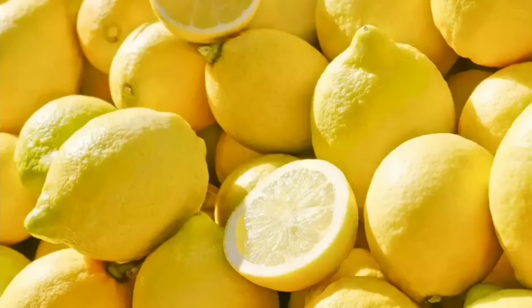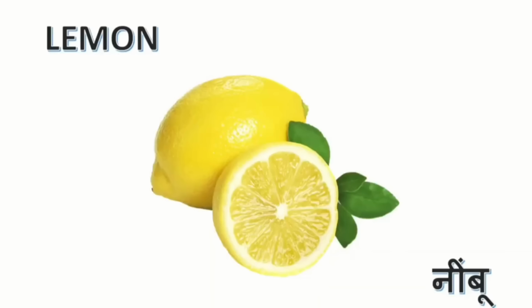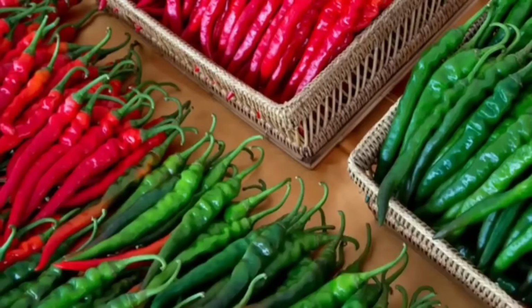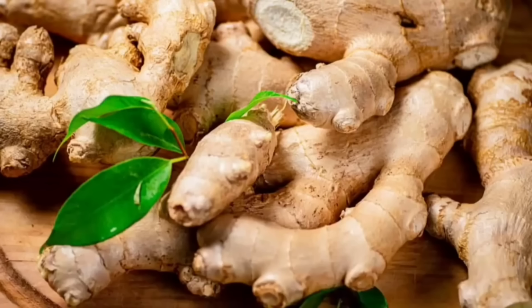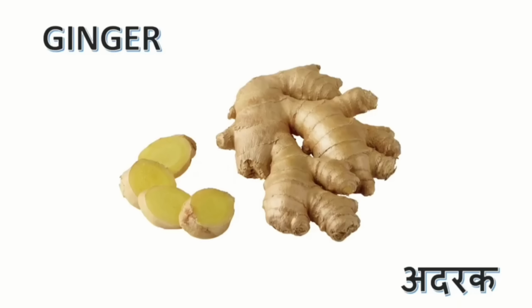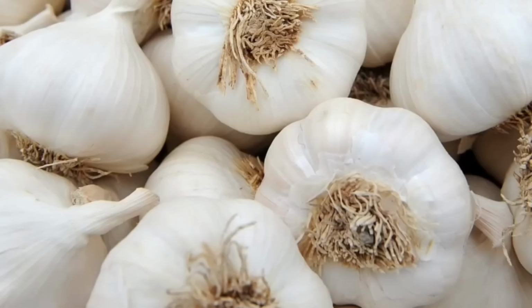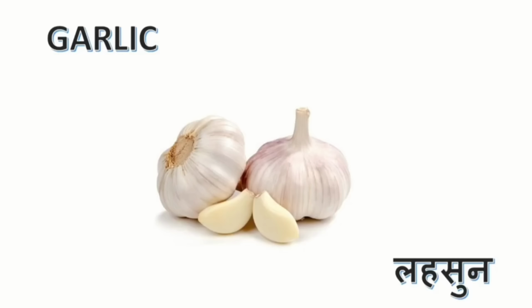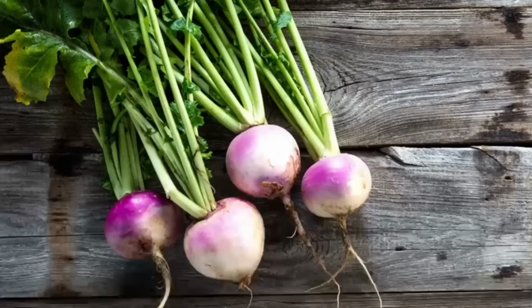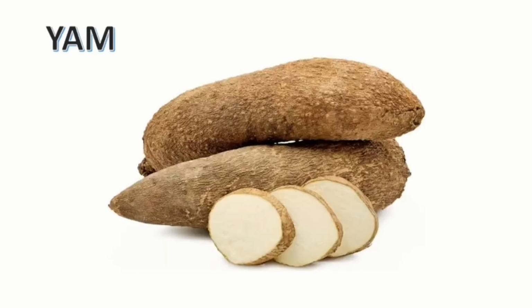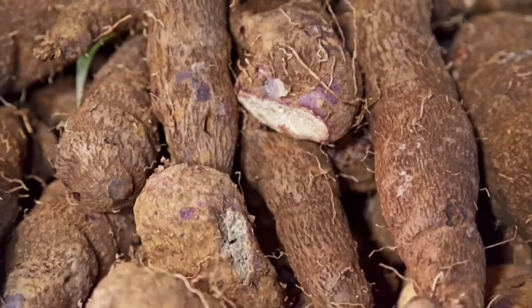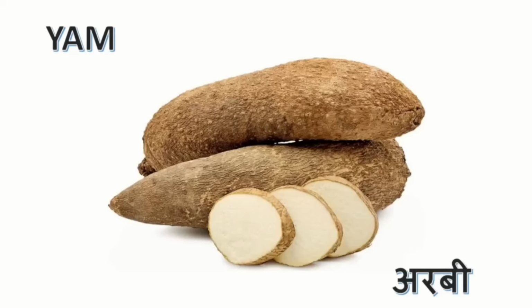Lemon means nimbu. Chili means mirch. Ginger means adrak. Garlic means lehsun. Turnip means shaljam. Yam means arbi.